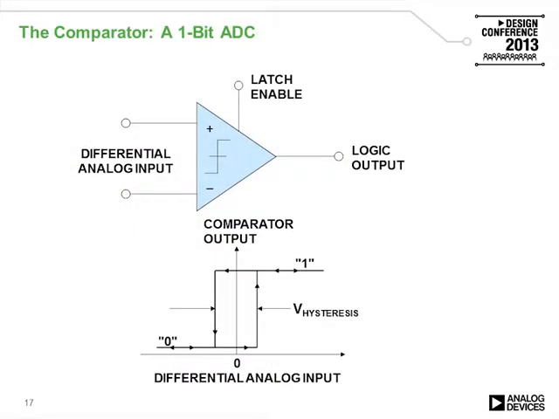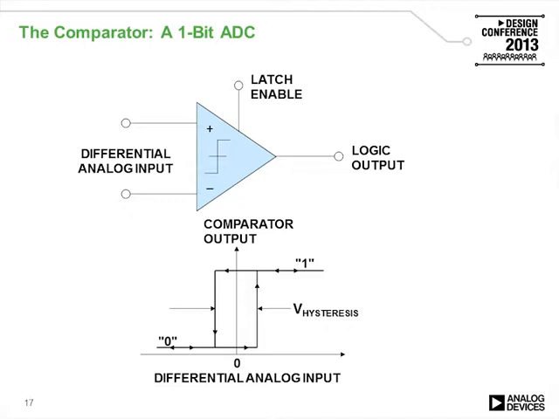So here's our basic A to D converter. This is a comparator. The way this works is that if the inverting or minus input is greater in amplitude than the positive or non-inverting input, then the output is going to be low. Conversely, if it's the other way around, the output's going to be high.